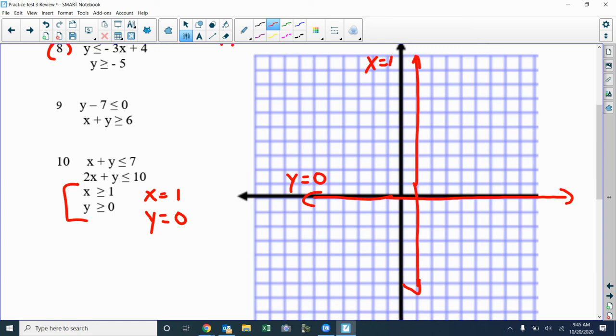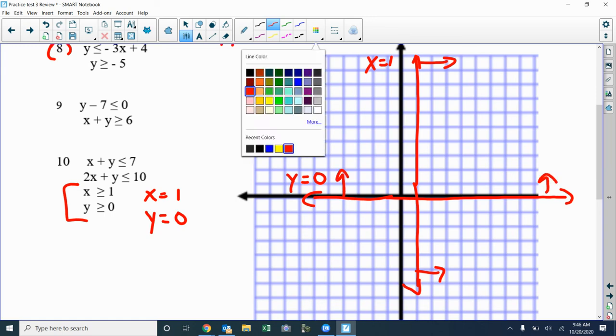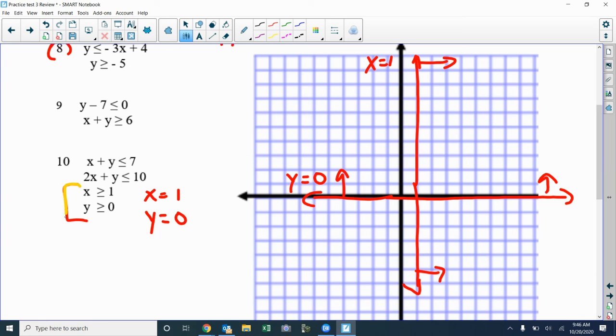Where is x greater than 1? Well, x is greater than 1, everything going this way, so this line's this way. Y greater than 0, that's everything this way. So my friends, if we were just doing these two, the shaded area would be that little square, starting at 1, going over, starting at 0, okay? But of course, we know there's more to it than that. So we gotta add these other two in.